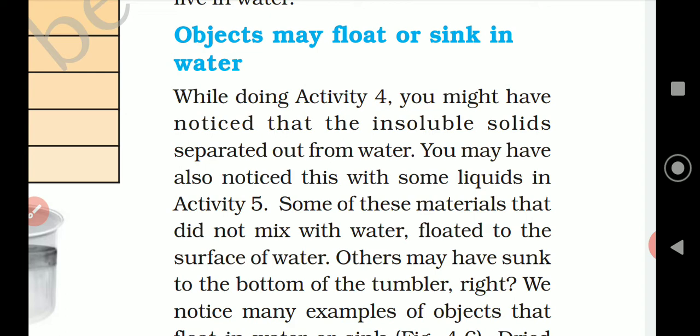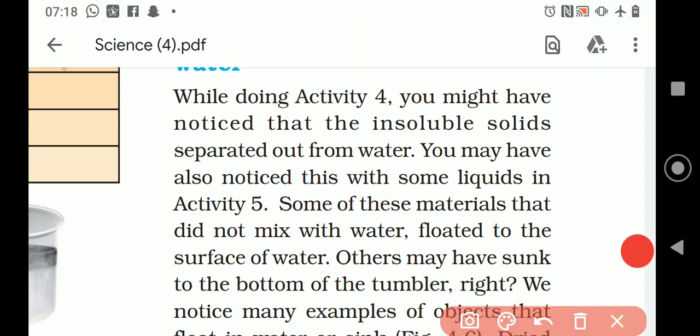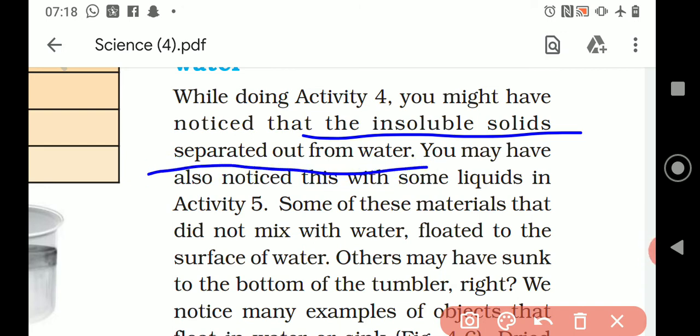Okay? Move ahead. While doing activity 4, you might have noticed that the insoluble solids, this is important, children, the insoluble solids separated out from water. If it is soluble, it will nicely be dissolved, right? You won't be able to see it. But if it is insoluble, you will be able to see that it is separated from the water. They get separated out, which means they can't get dissolved.